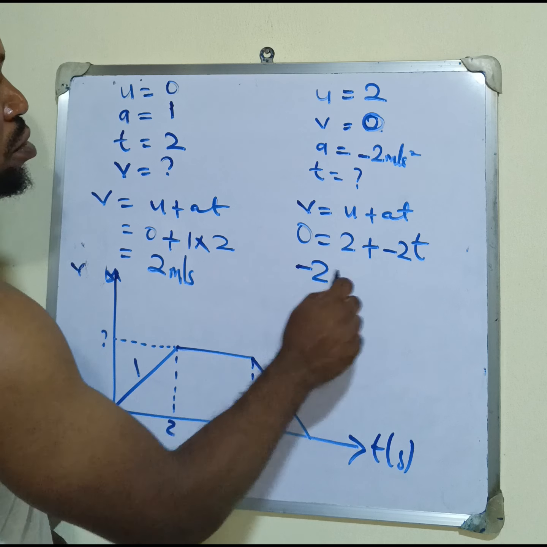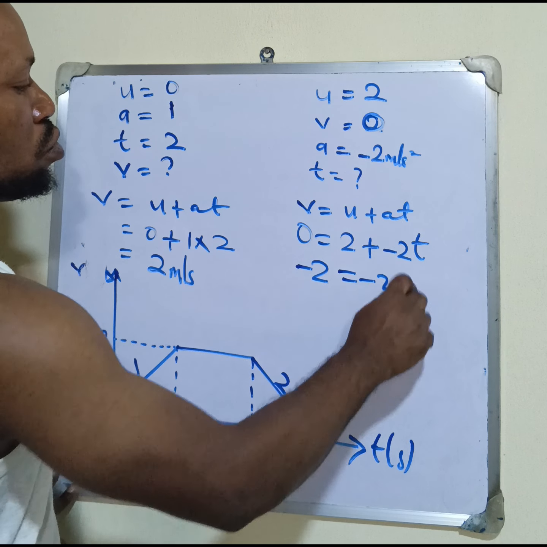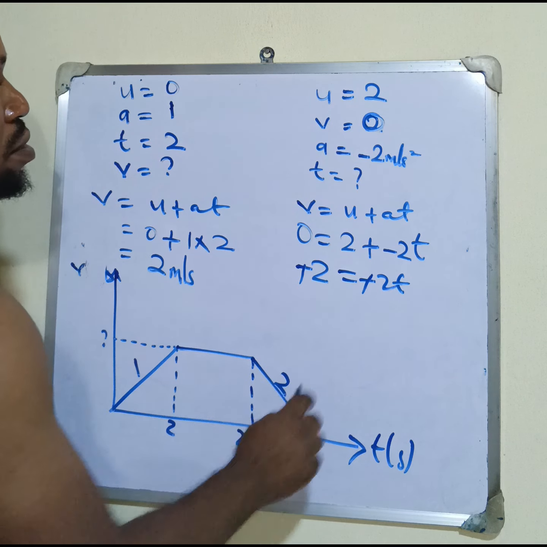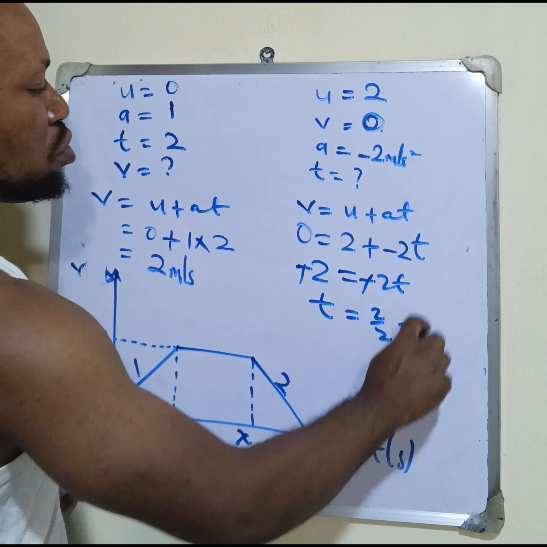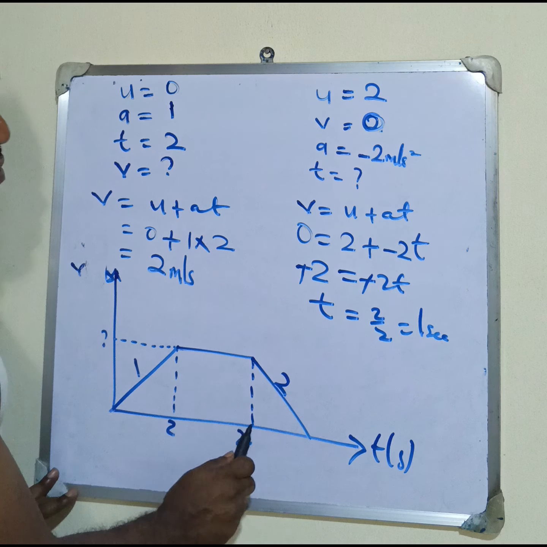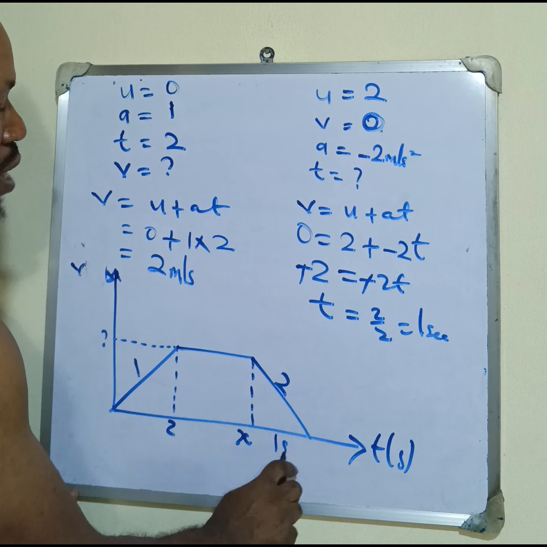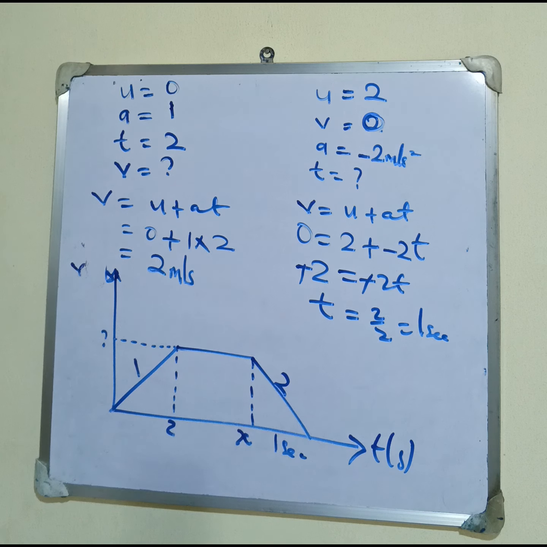2 comes here, becomes minus 2 equal minus 2T. The minus cancels the minus. Then the time is equal to 2 over 2, which is 1 second. The time taken from here to here is 1 sec. So we have that time now, 1 sec.